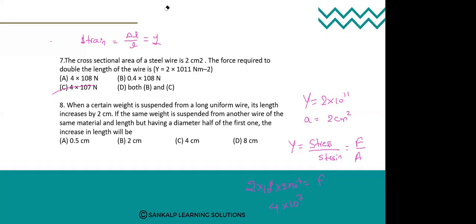Yes. Okay, then go for the next question. That is question number 8.